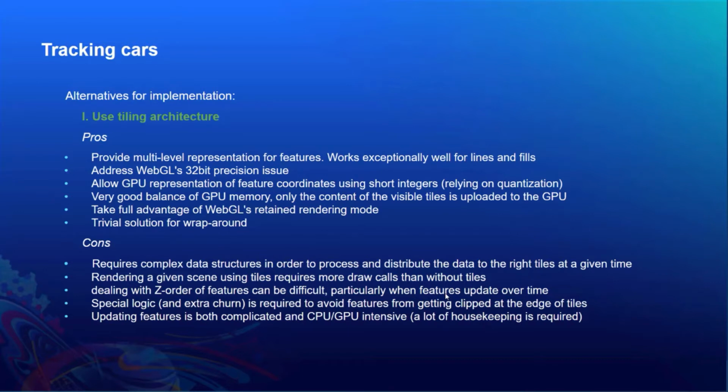But using tiles also has some drawbacks. Maintaining the data requires dealing with complex data structures, primarily R-trees or quadtrees or other such complicated data structures, because we need to distribute the data to the right tiles, so we need to figure out where each tile falls and which features pertain to each tile. Dealing with z-order can be a problem. And we need to make sure that features are not being clipped at the edge of tiles. Updates are extremely CPU and GPU intensive, because imagine that we need to move items, so we need to remove the given item from one tile and into a secondary tile. Of course, those tiles may already have some other features in them, so we need to maintain the z-order. So it's becoming quite a complex and heavy operation.